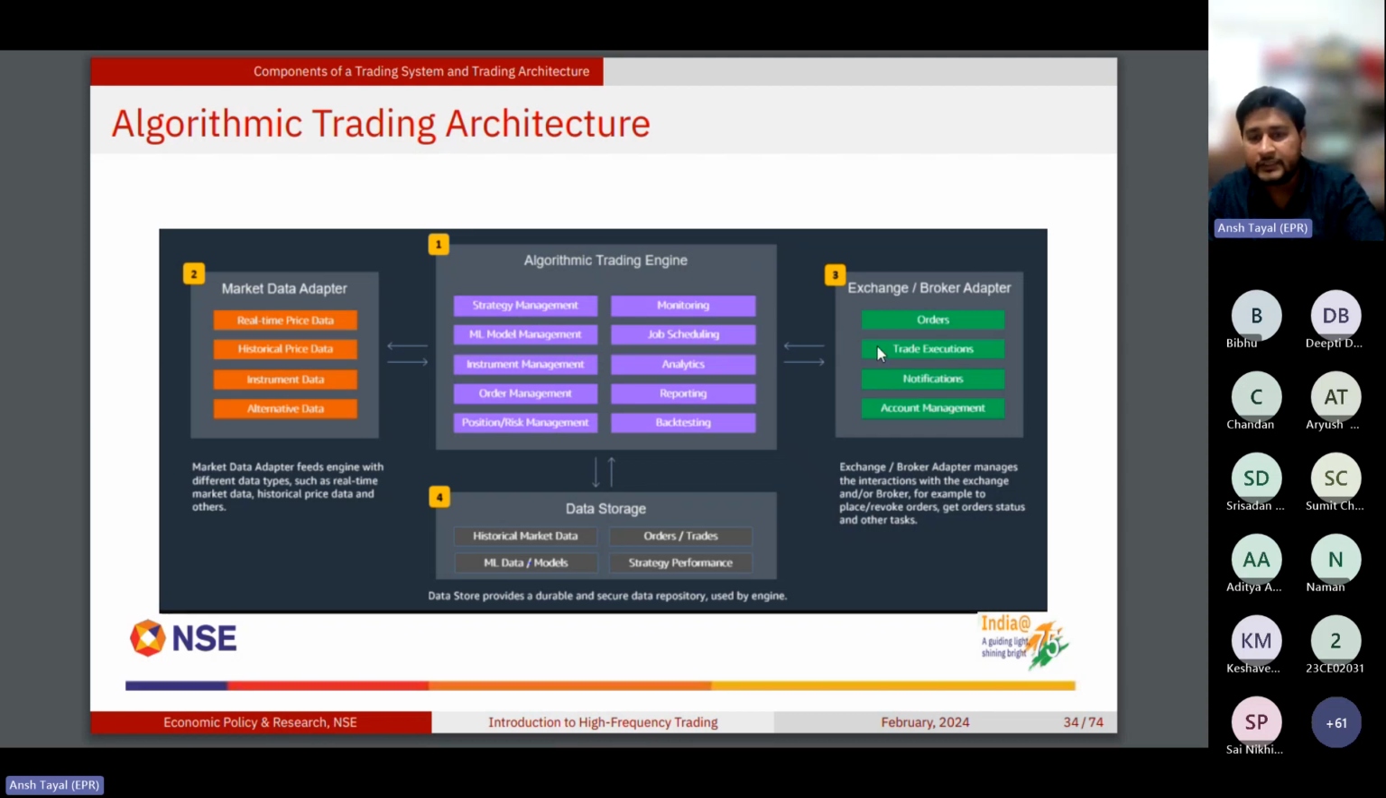Then it goes to the exchange or broker adapter. Then the confirmation of this order comes back to the trading engine, and that is accounted for. And then again, it gets combined with the data to process it further. And also there is a storage unit where you keep storing the historical market data that comes in for further research. So this is the broad architecture of a trading system.